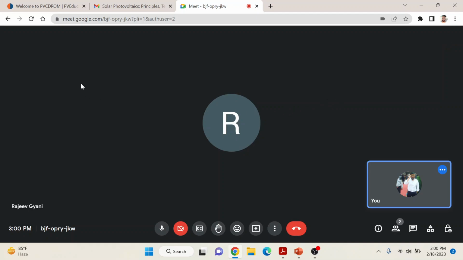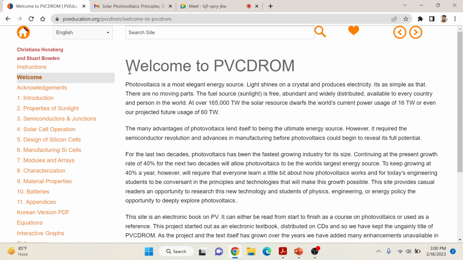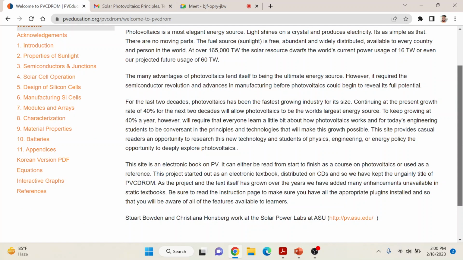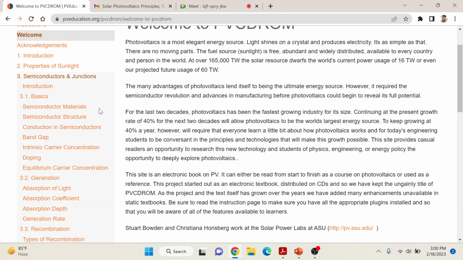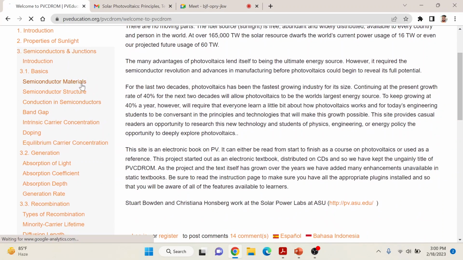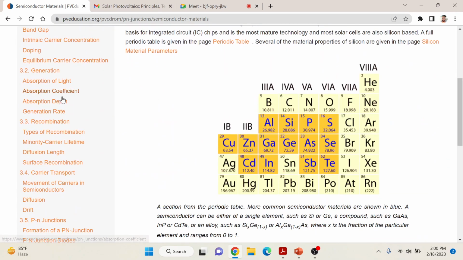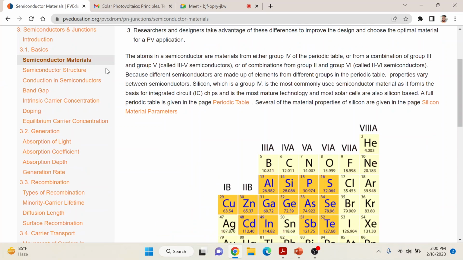Let me show you something. You must be knowing it, but there is this website called pbeducation.org. I think the other TAs have also told about it. On this website, you can get everything: the properties of sunlight, how semiconductors form different types of junctions, and how we implement them for solar cells, designing arrays and their other characterizations. So what sir is teaching nowadays, semiconductors and junctions, is all available here. And the best thing about this website is you can get everything in the form of short videos. For example, let me show you.